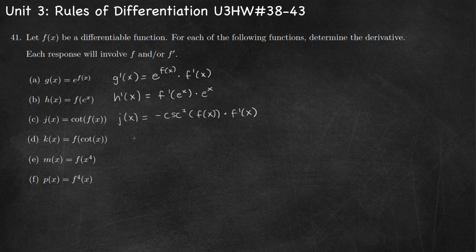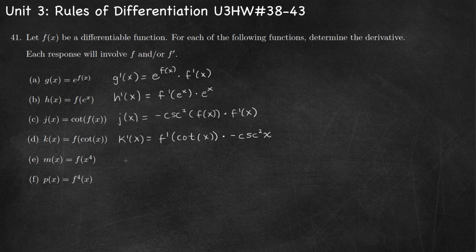Part D, k of x equals f of cotangent x. So k is in the form of f of stuff. The derivative will be f prime of stuff times the derivative of the stuff. So now times the derivative of cotangent, which is negative cosecant squared x.